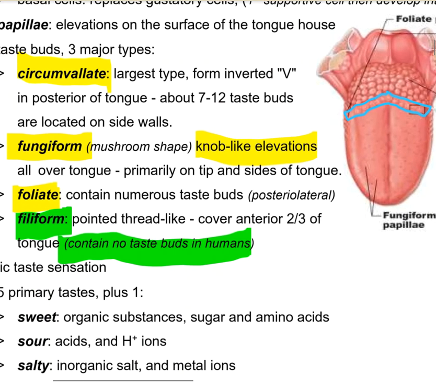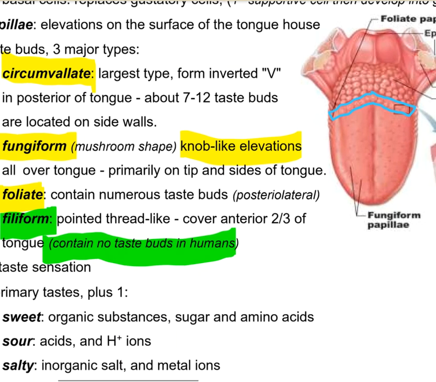And then we have the foliate. The foliate are on the sides, posterolateral. They're these guys right there on each side. And there are a lot of taste buds on those sides.